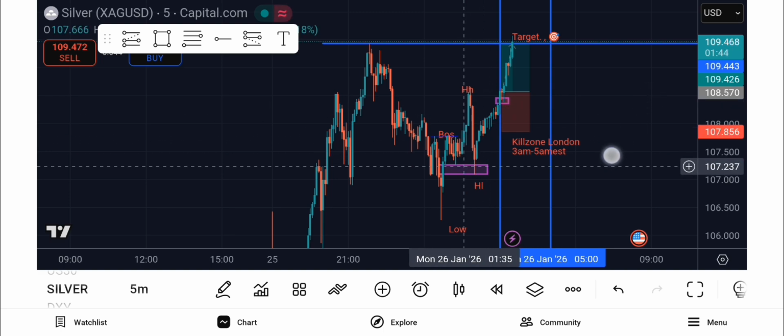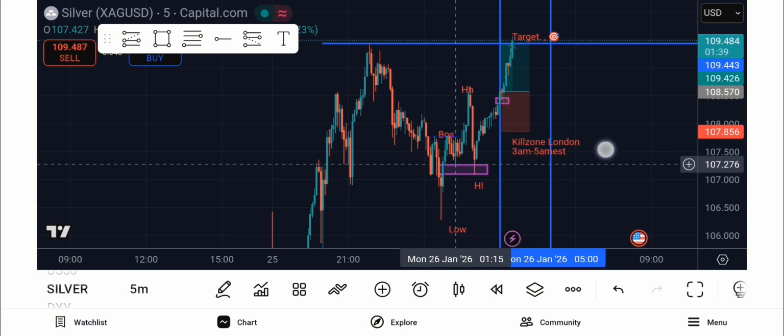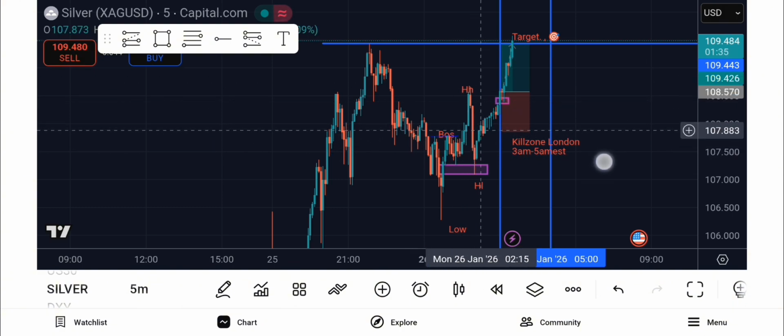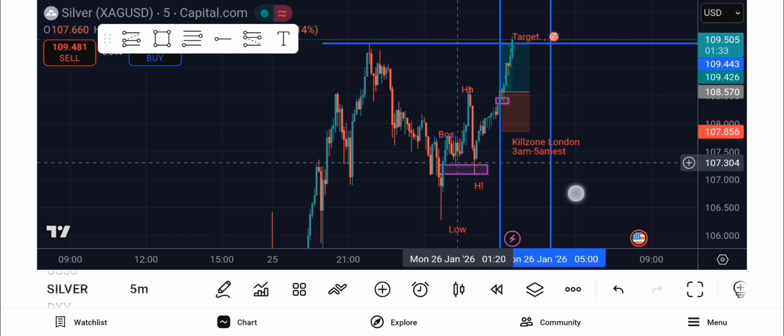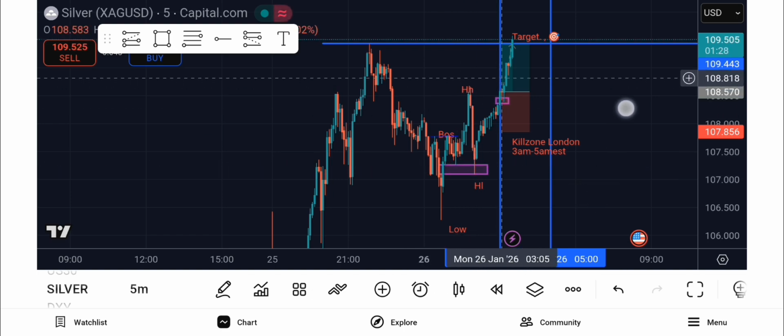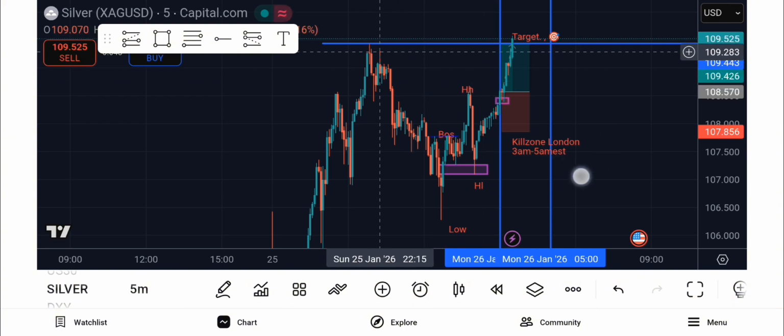Liquidity will always be above a fair value gap. That's how you know price wants to continue up. So notice as soon as the liquidity got taken, which was the equal lows got taken here, it came down to the fair value gap and drove up. After that, it already wanted to get these highs.